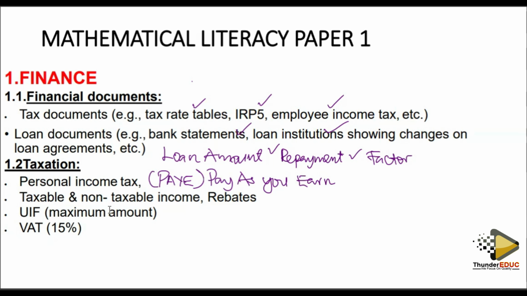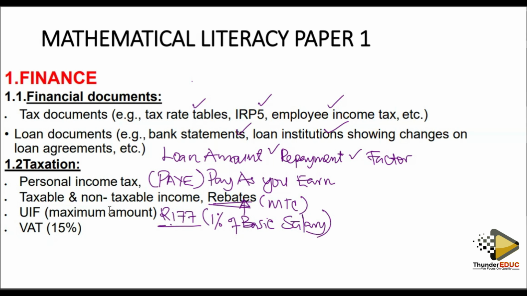Then taxable and non-taxable income. We look at rebates, and we also look at what we call the medical tax credits. They come after we've looked at rebates. We look at the UIF, the maximum amount currently is 177 rand. This is the maximum UIF one pays, but just know that it's 1% of one's basic salary.